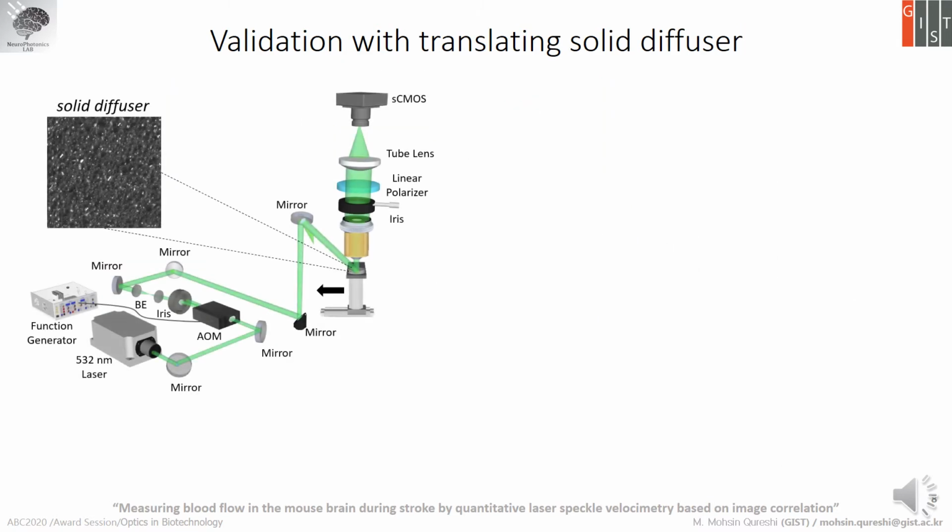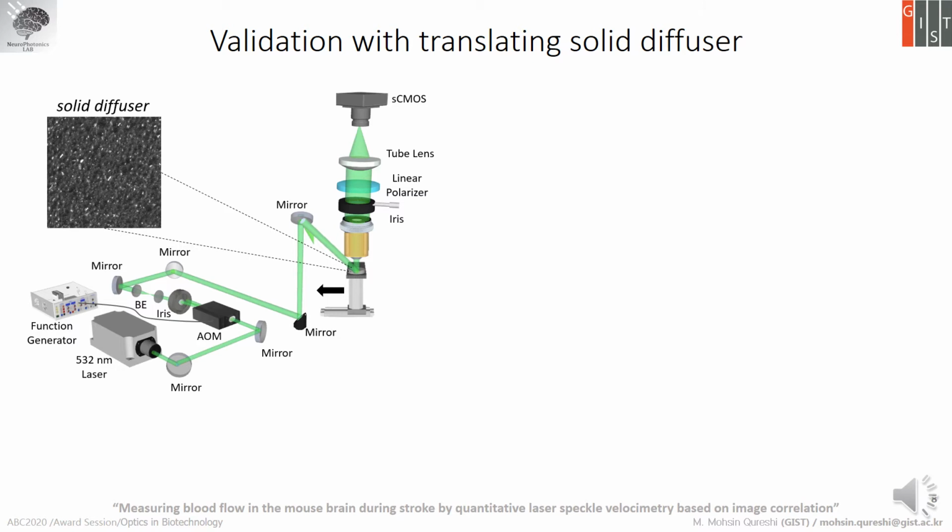Experimental setup of quantitative laser speckle imaging is shown in this figure. Speckles were formed by a green laser of wavelength 532 nm. With the help of mirrors, the laser beam was moved to the AOM, which was connected to a function generator, and the first order diffraction beam passed through the iris. The modulated output of the AOM was expanded by a pair of convex lenses and illuminated over the sample.